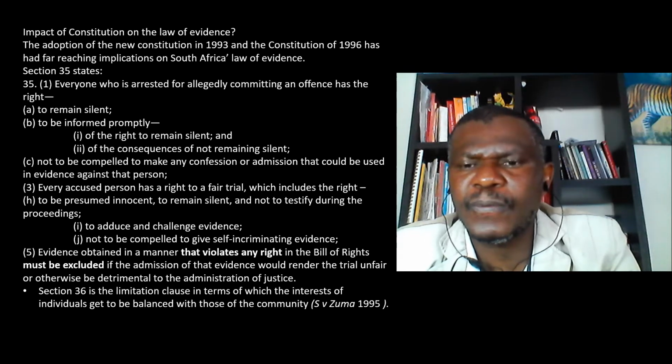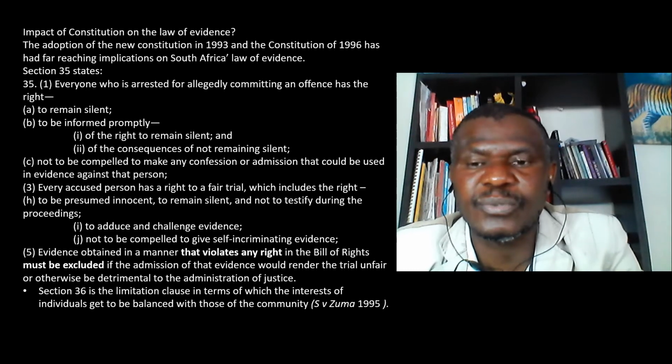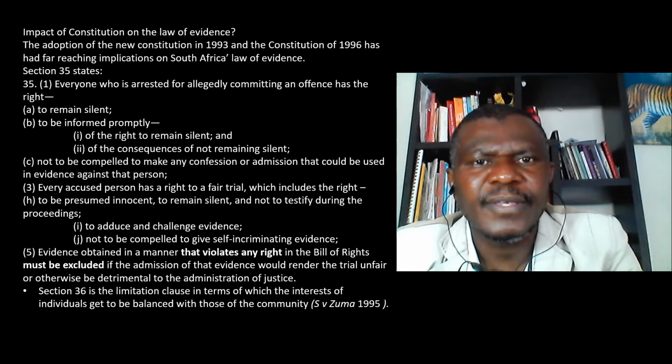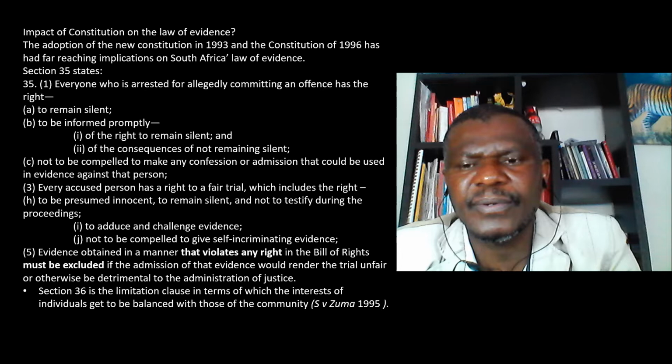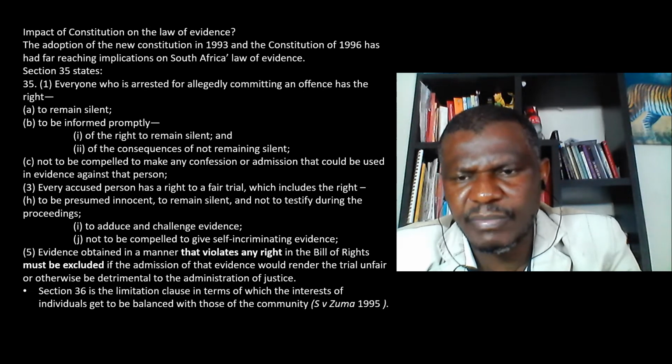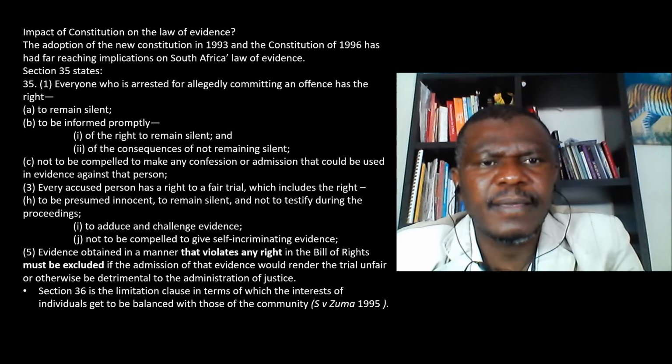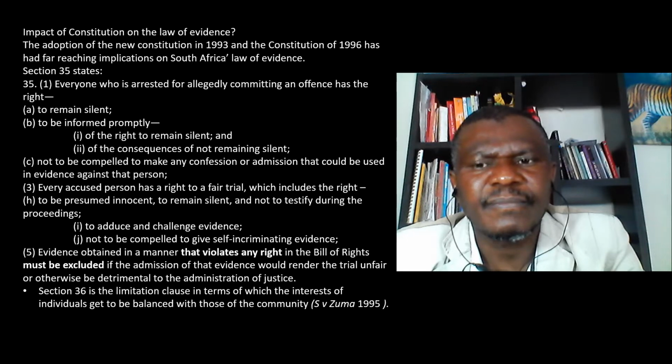So in order to protect the accused, rather not even the accused, but start off with the arrested and the detained persons, they can remain silent. In other words, they should not be forced to make any confessions that will incriminate them. And they have a right to be informed promptly of the right to remain silent.